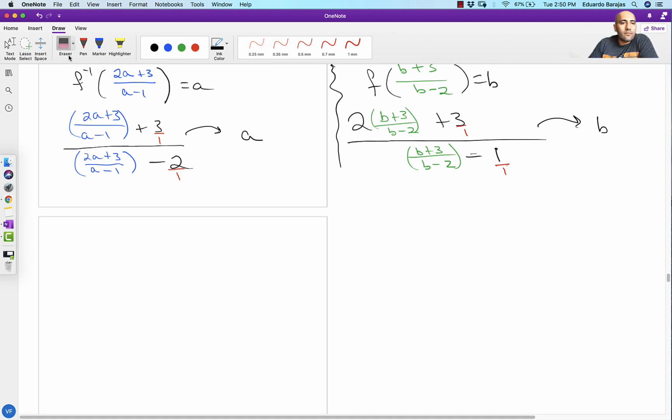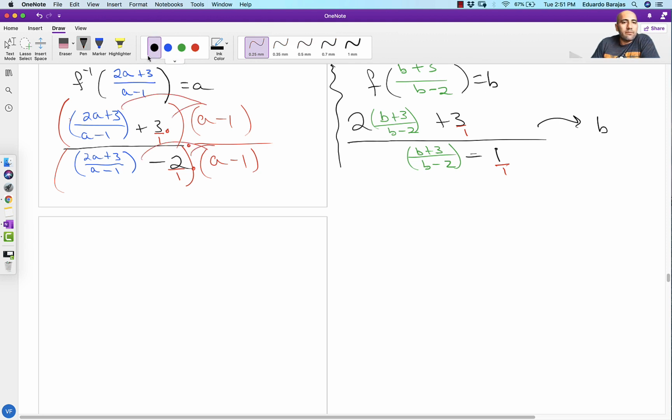So, erase this to make space. I'm going to multiply this by an a minus 1 over an a minus 1, so that they have the same denominator. Actually, it's even better if I do it the other way around. I'm going to multiply the entire numerator of the fraction by an a minus 1, and then the entire denominator of this fraction by an a minus 1. And then when I distribute, it should simplify this a lot.